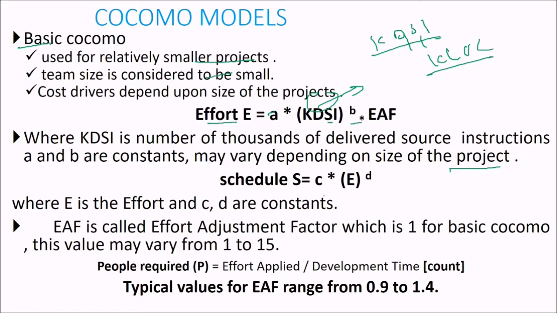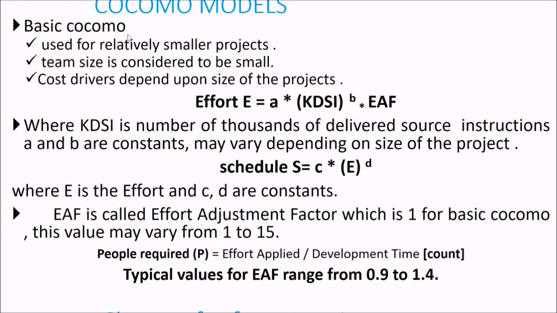So schedule S can be given by C into E to the power D, where E is the effort and C and D are constants. So EAF, what is this? This is an effort adjustment factor, which is 1 for basic COCOMO. This may vary from 1 to 15. So how many people are required? This is computed by effort applied divided by the development time. Typical values of EAF, as we said, will vary from 0.9 to 1.4.